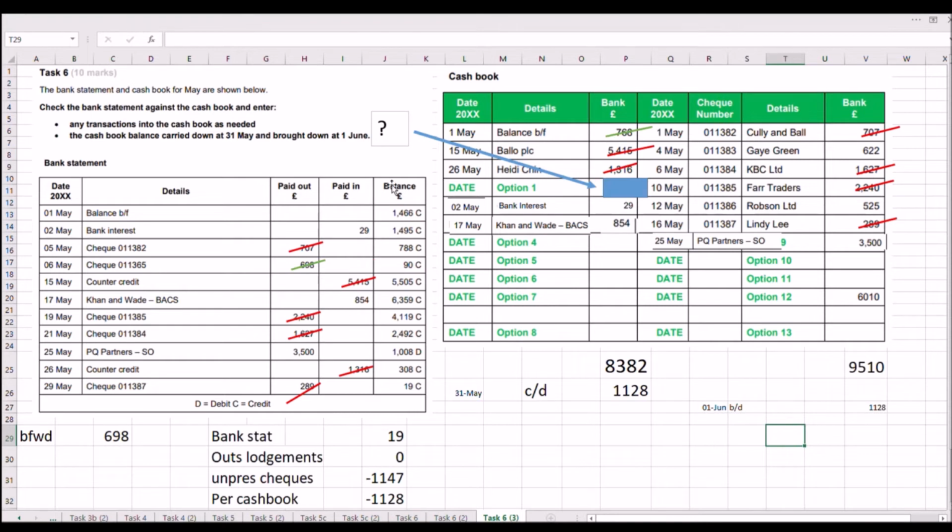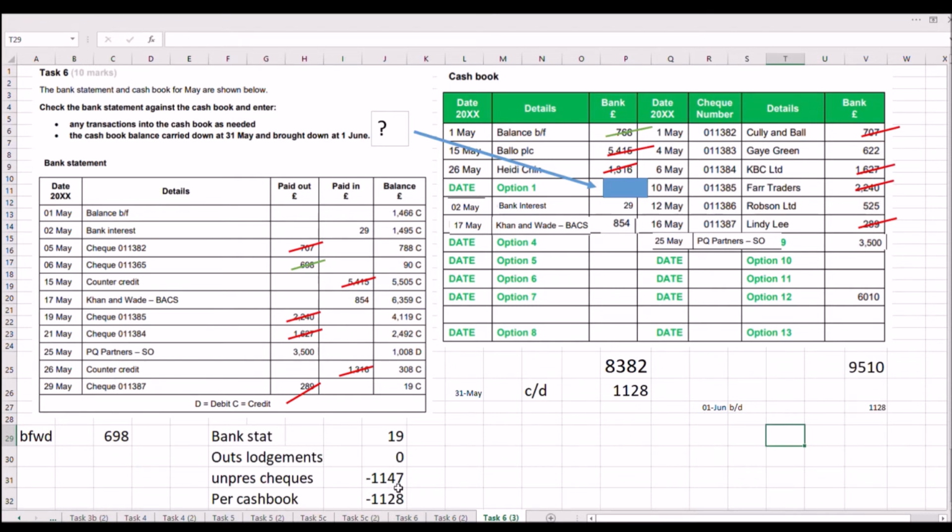Well, those ones have been moved across, so they're already in the bank statement, but there's nothing else in this cash book. We've got no outstanding lodgements, so nothing on the debit side of the cash book which would be outstanding lodgements. We've got none of those. Have we got anything over here? Well, that was the item that was brought over there. So we have got these two items here, which are unpresented checks.